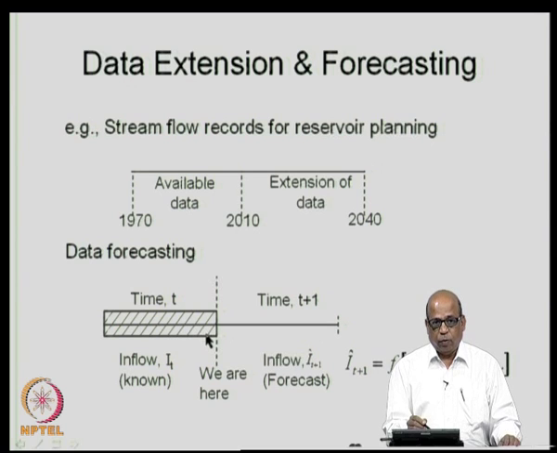Then we would like to forecast standing at the end of June of a particular year. We would like to forecast what is likely to happen during the next time period, which is next month, July. So, this is the problem of data forecasting.